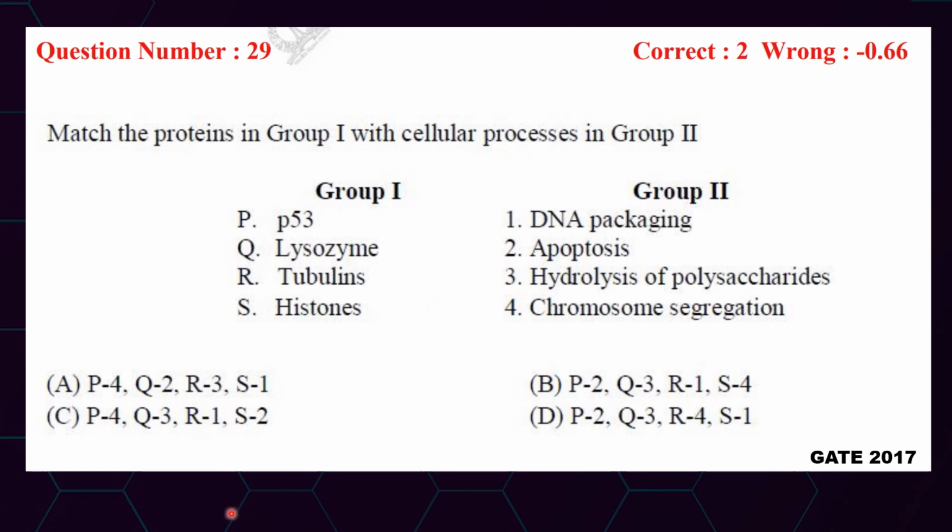So let's match all the options. We have P53, which is associated with apoptosis. Then we have lysozyme that leads to hydrolysis of polysaccharide and ultimately lysis of the bacterial cell wall. Then we have tubulin that is important in chromosome segregation. How? Because it leads to formation of microtubules, and thus these microtubules help in chromosomal segregation during cell division. And the last protein is histone, and it is involved in DNA packaging into chromosomes. So the answer is B.